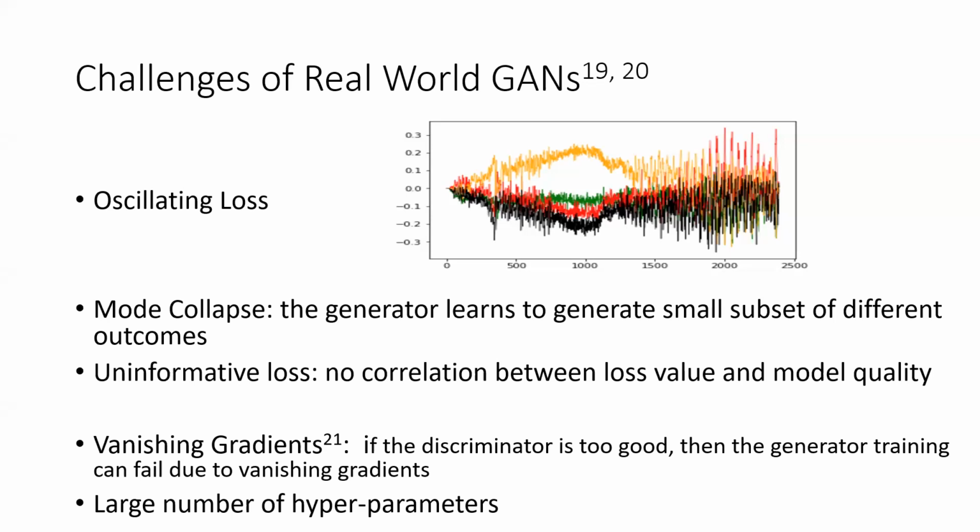And another big one is that if the discriminator is very good, with very good prediction on both the real data set and the fake data set, then the generator cannot keep up with this because of vanishing gradients. That means that it does not learn anymore. So that's a practical problem. And also, because of the two models, there is a large number of hyperparameters that have to be learned.